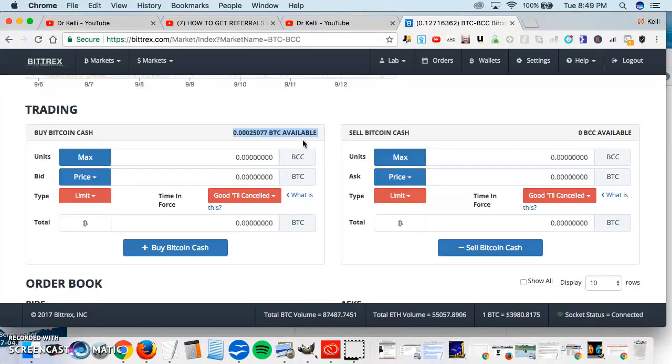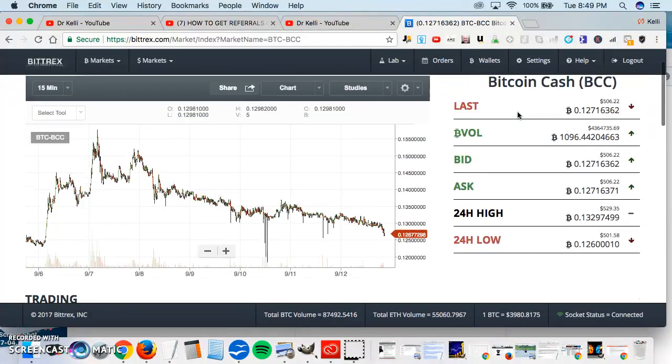But if you didn't and you just wanted to start off, then you would have your amount of Bitcoin here. And then you would say, all right, great, I want to buy some of this coin called Bitcoin Cash. I'm going to turn my Bitcoin into Bitcoin Cash. How do you do that? Well, first you would go up to see what it's trading at.